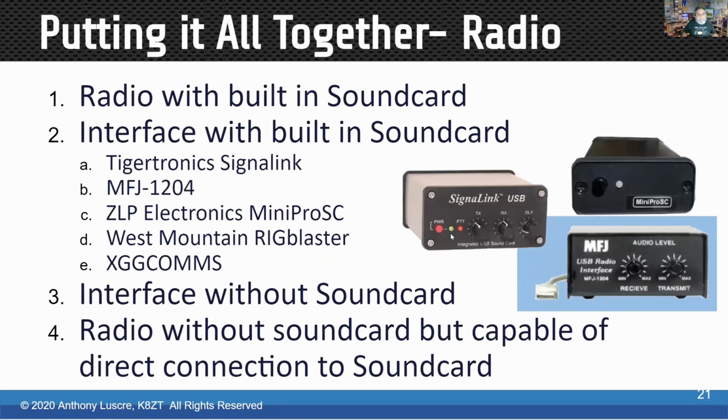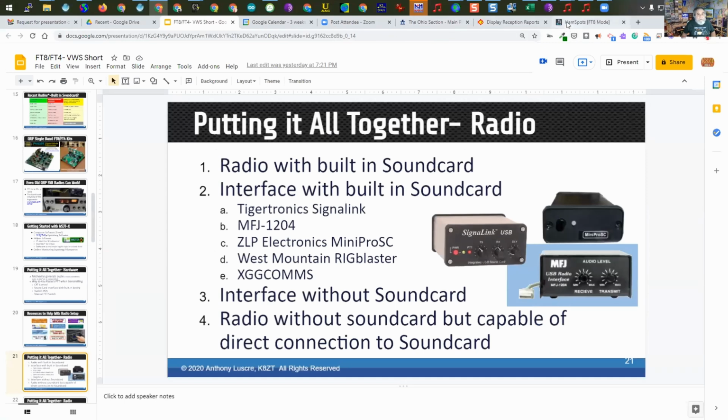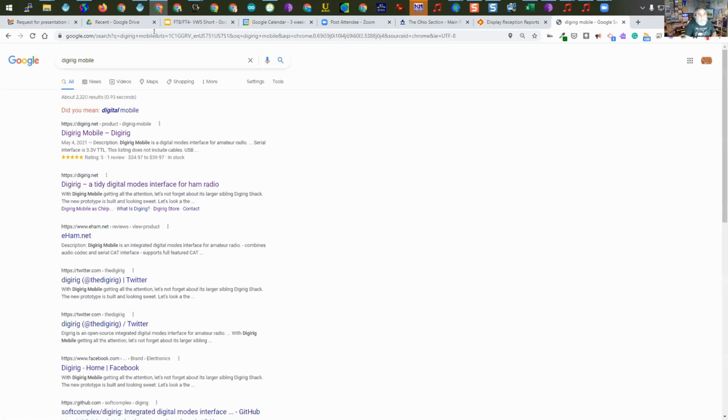Here's some examples of some external sound card interfaces: the Signal Link, the Mini Pro SC, and the MFJ1204. I just got, and I don't know how it's going to be, but I'm going to show you this anyway. Let me see if I can remember what it's called. It's called the DigiRig Mobile. It's very small. I'm not sure if you can see this or not, but I'll put it up against the screen here. It's about as big as my thumb, basically. And this is what it looks like.